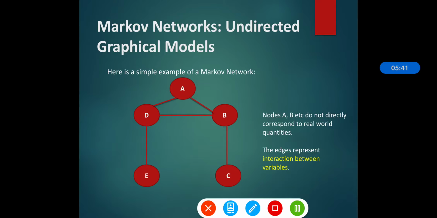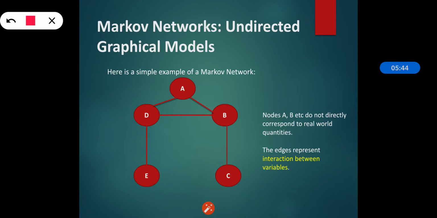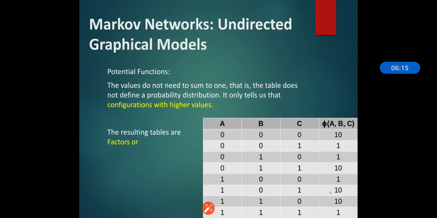Then the Markov networks, that is, the undirected graphical models. Here is a simple example of a Markov network, with nodes A, B, C, etc. They do not directly correspond to real-world quantities because the edges do not represent any orientation. We don't know how the communication is going on between the nodes. The edges represent the interaction between the variables, but we don't know how the influence works, meaning whether A is influencing D or D is influencing B. That we don't know because it is an undirected graphical model.